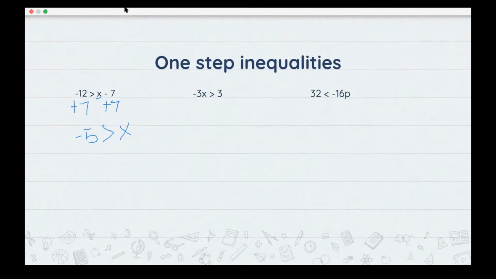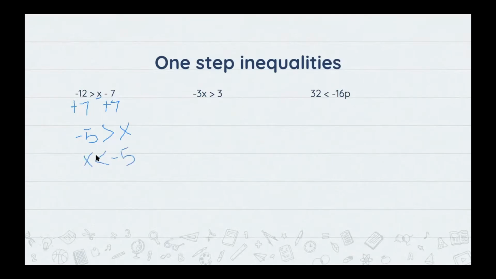But you kind of always want the variable to be on the left, so you would have to switch the sign. Wait, hold on. That's the answer I got. I said -5 greater than x. Oh, I'm so sorry. You're right. It's less than. That's the same thing as the first one you wrote. Yeah, but you always want the variable to be on the left side, so you have to switch it.